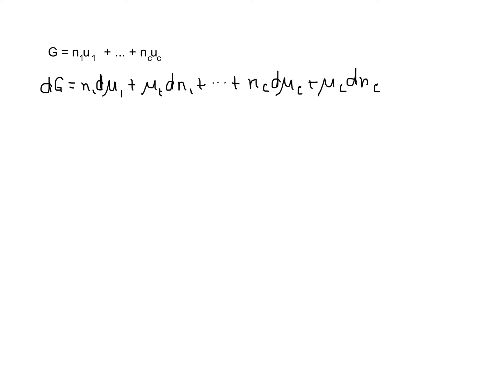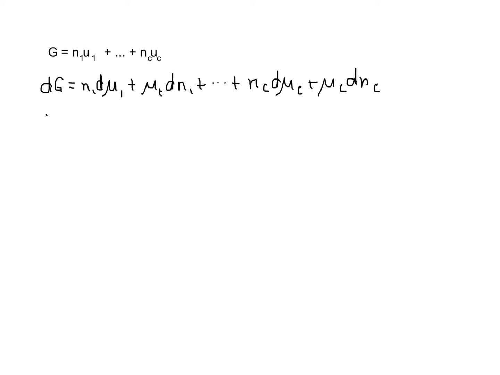Since the total Gibbs free energy can be expressed in terms of a sum of the chemical potentials of each of the components, we can write that the change in the Gibbs free energy is equal to the number of moles of component 1 times the change in chemical potential of component 1, plus the chemical potential of component 1 times the change in the number of moles of component 1, plus, and so on, plus the number of moles of component C times the change in chemical potential for component C, plus the chemical potential for component C times the change in the number of moles for component C. Here we've just used the product rule in taking the total differential, where we take the first function times the derivative of the second, plus the second function times the derivative of the first.